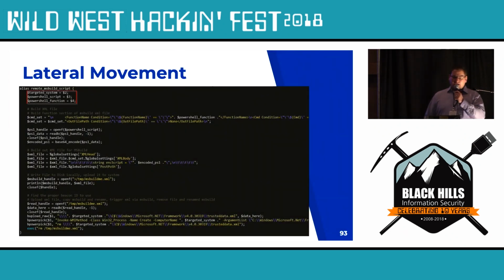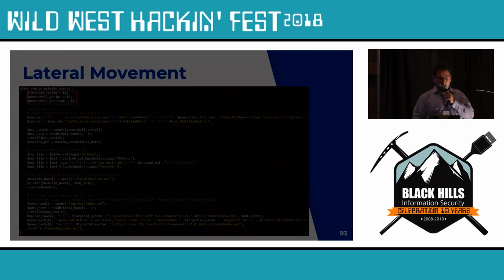So in this case, for lateral movement, what we're doing at the top is we're creating a couple different variables that are going to be passed into the command when you run it. One is the system you're targeting. In this case, it's a custom script that you wrote that is on your system locally, and so it will contain that in another variable. And finally, the function or the PowerShell commandlet that you want to run is another variable.